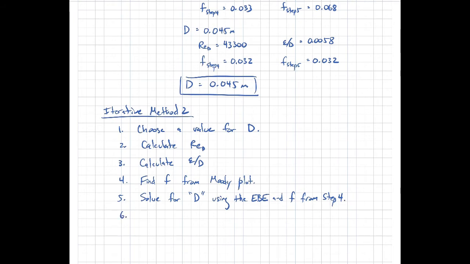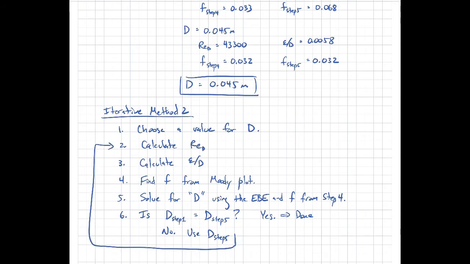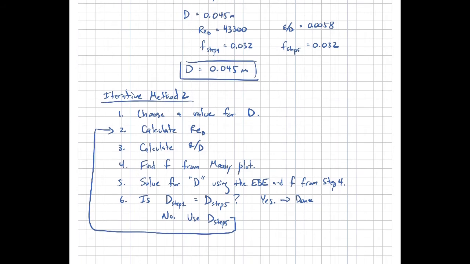And then on step 6, let me write this differently, is the diameter from step 1 equal to the diameter from step 5, coming from the extended Bernoulli equation? So if it's yes, then I'm done. If it's no, then what I'll use is the diameter from step 5 and then go back and iterate there. So this is just another iterative method, and the advantage of this method is that it does give you some guidance on what to use for the new diameter.